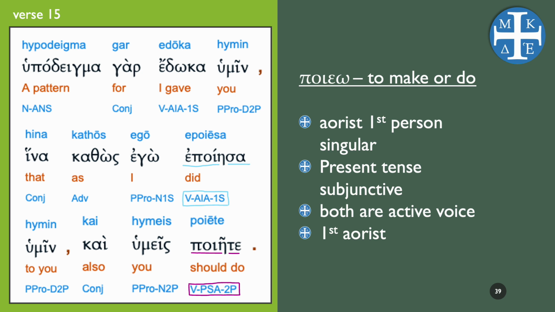And epoiēsa on the middle line is an aorist first person. Both of these are in the active voice, and it is a first aorist word, so it does what we expect. So middle line here underlined in sky blue, epoiēsa is the aorist first person singular, and then underlined in purple on the bottom line, poiēte is a subjunctive. It's in the present tense, active, second person plural.